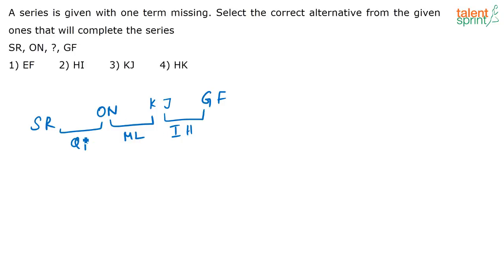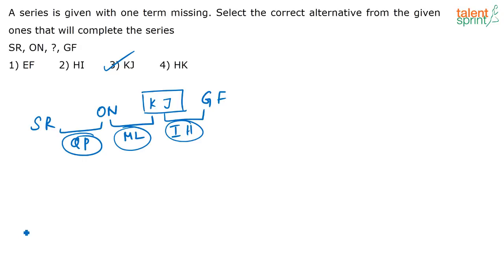Now, in this set, these letters are missing in between. So what should come here? It has to be GF. This is GF means this is KJ. Okay, this is the missing one. So this is going to be KJ, that is option 3. They have just written the alphabets in reverse order and omitted 2 alphabets in between. The answer is going to be KJ.